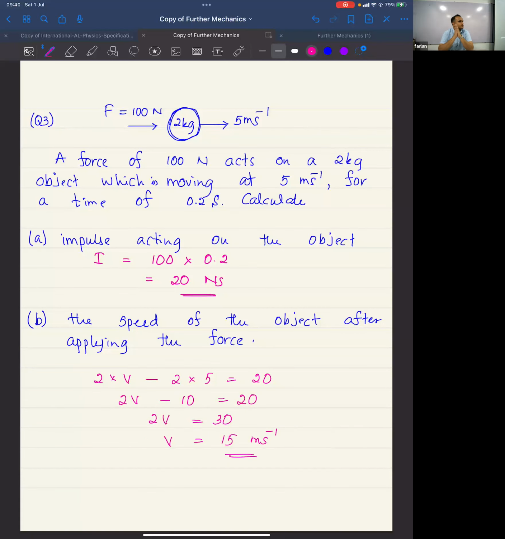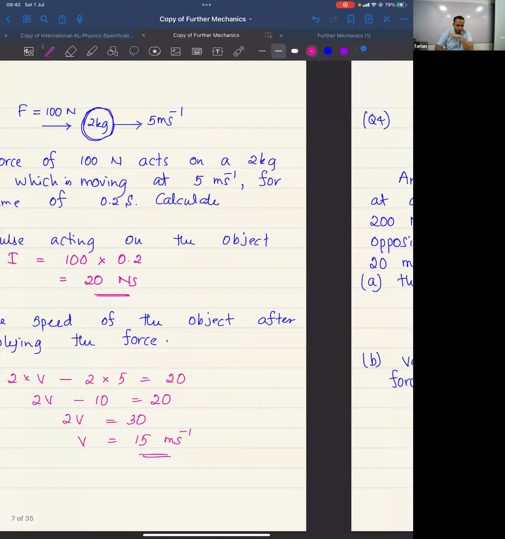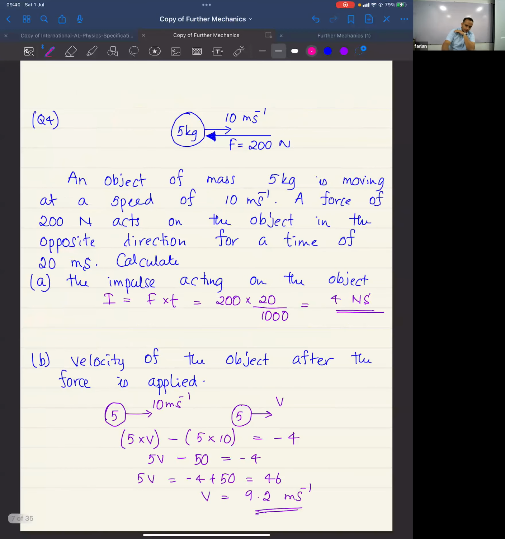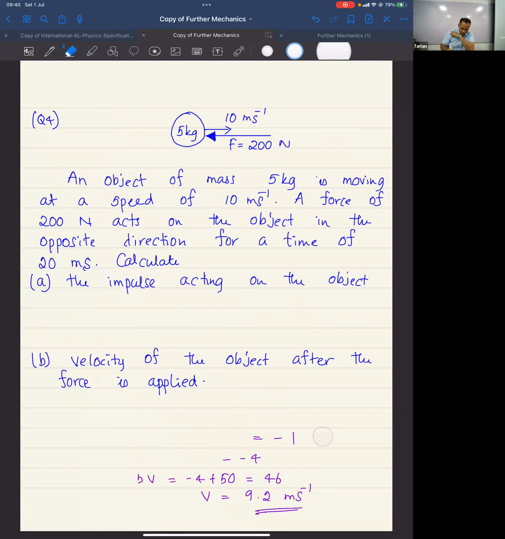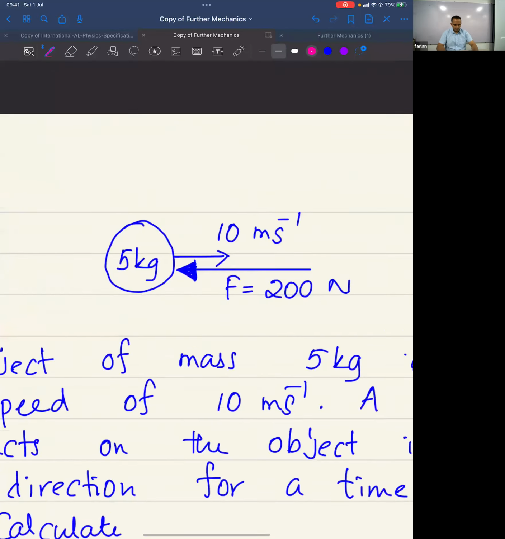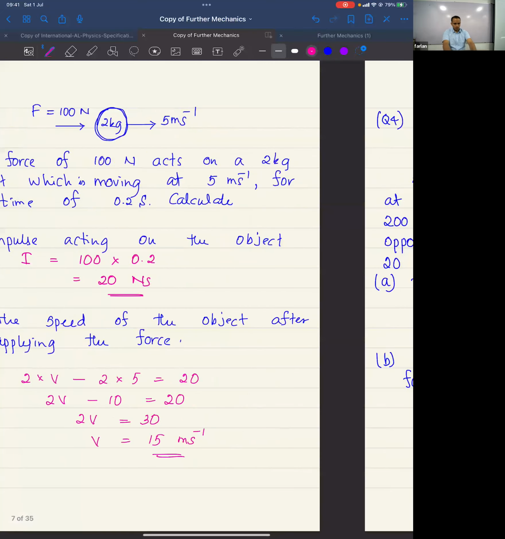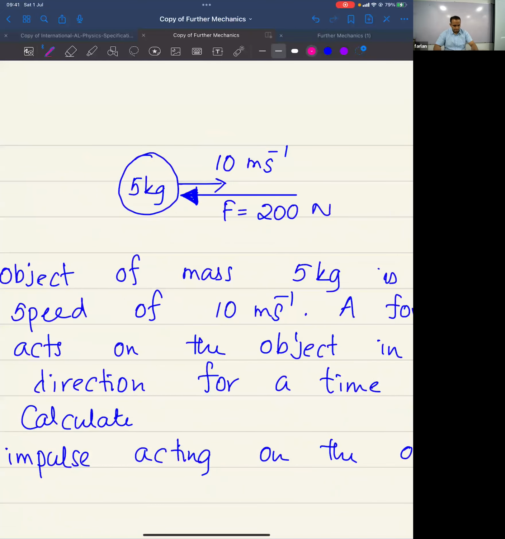Any questions, anyone? Right. One last question, but this is slightly different from the previous three. Draw this diagram, guys. Question 4. The difference in this question, as per the diagram, is the 5 kilogram object is moving to the right with a speed of 10 meters per second, but the force of 200 newtons is applied to the left.